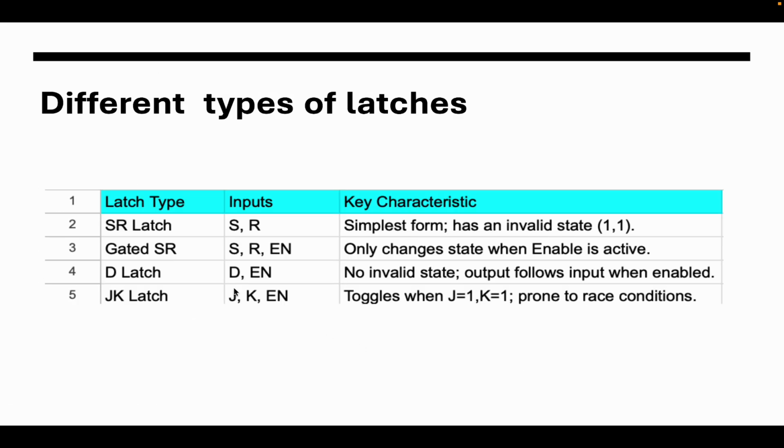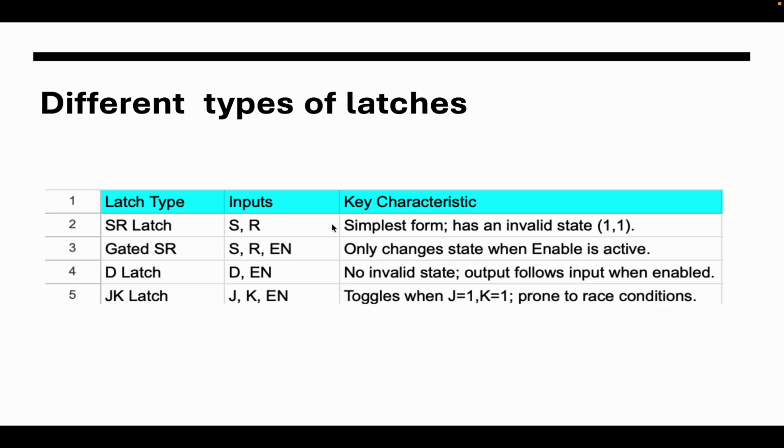Next we have different types of latches. In latches we have different types, that is SR latch, gated SR, D latch, JK latch. Here SR is a simple latch. Why is this called gated SR? Because you have an extra enable. It only changes state when enable is active.